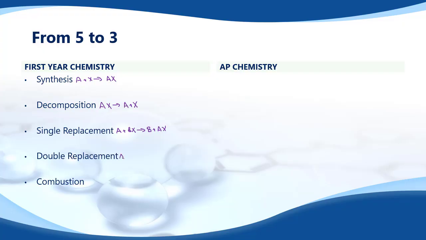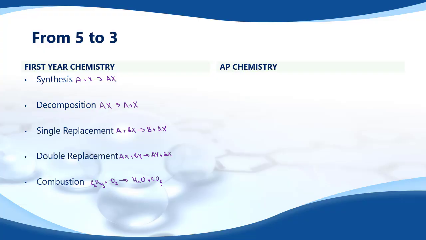Double replacement, you have 2 compounds, so AX and BY. And all that happens is the 2 positives, so A and B, will switch places. So A will wind up with Y, B will wind up with X. And combustion is just a hydrocarbon, right? So C something, H something, plus oxygen will form water and carbon dioxide.